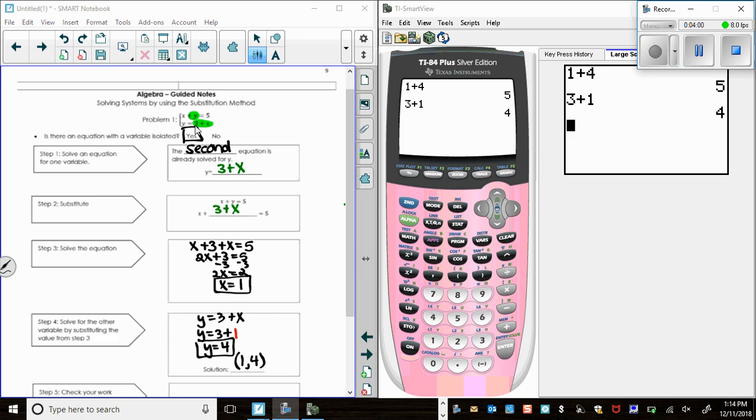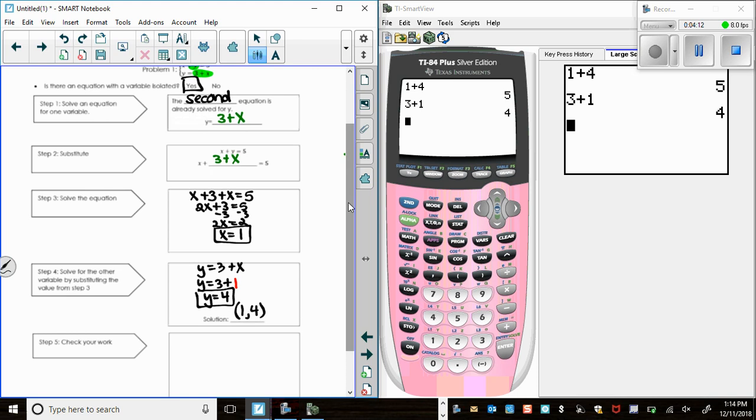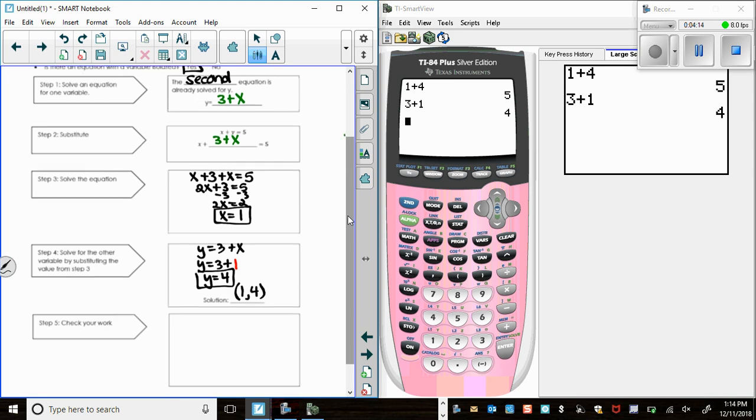So y equals 3 plus x. X equals 1. So I did that. 3 plus 1 is 4. 4 equals 4. So that's how you know if you did it correctly. So that is the substitution method. I'm going to go ahead and flip over to the next page so that you guys can do more practice problems.